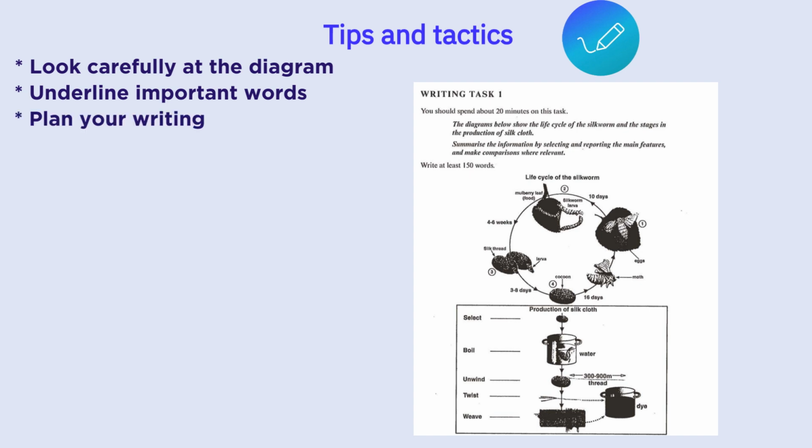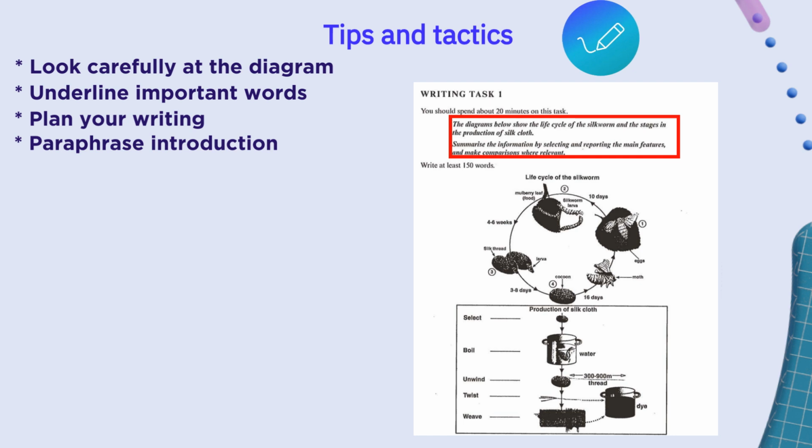Plan your writing. You can usually divide it into 3 paragraphs. Introduction, first main paragraph, and second main paragraph. Begin with an introductory sentence that describes the diagram or process in general, but don't repeat the exact wording of the question. Then write a sentence about the entire process.